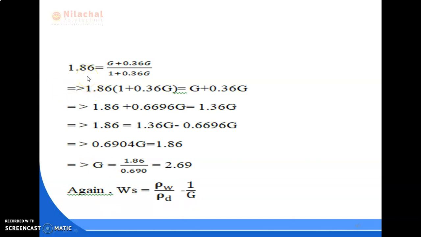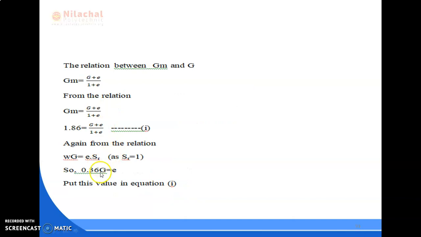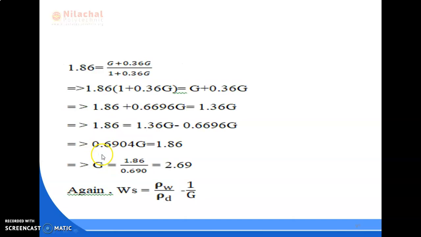Here we put this value of E, 0.36 G, in place of E and calculate it. 1.86 equal to (G plus 0.36 G) by (1 plus 0.36 G). So by cross multiplication we found an equation like this. Here only one unknown, G. So finally after calculation G value is 2.69.